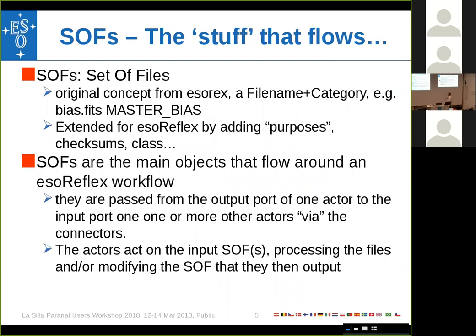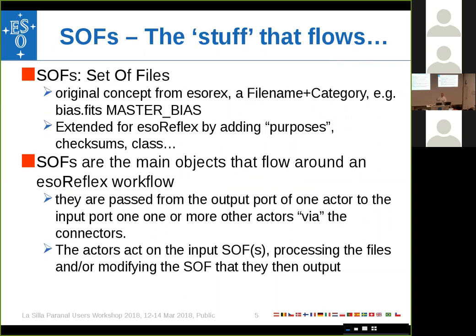Now, what is it that flows around the ESO Reflex workflow? These are a set of files, basically. The set of files comes as a very old concept at ESO. It started with ESO Rex, and basically it's just a list of files and category. So, file name, bias, raw file, something like this. Something that tells the recipe how to treat the files that are coming in.